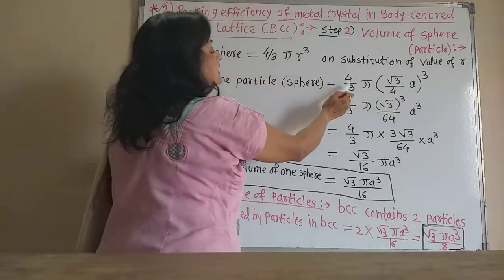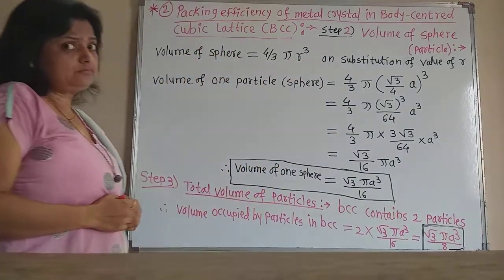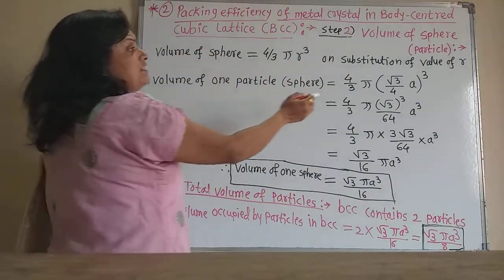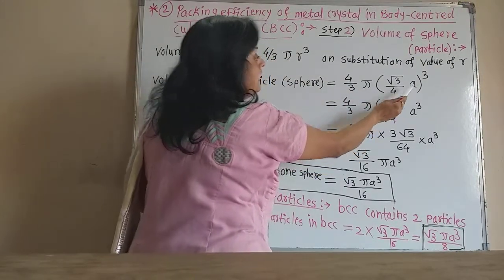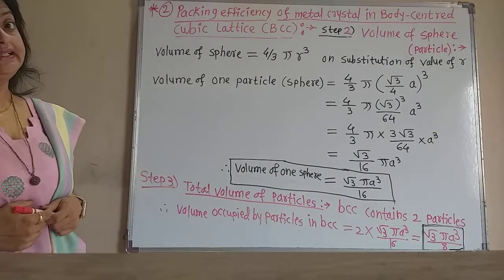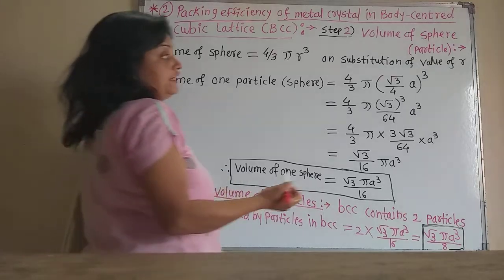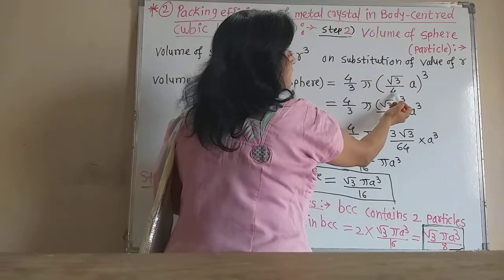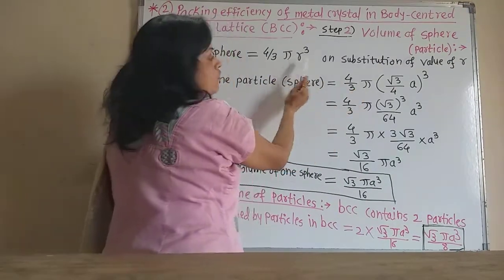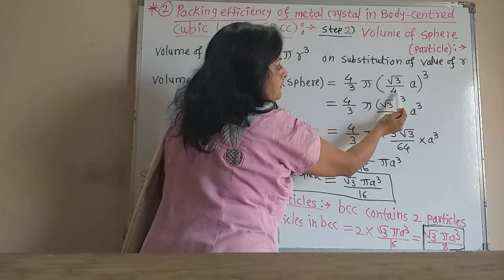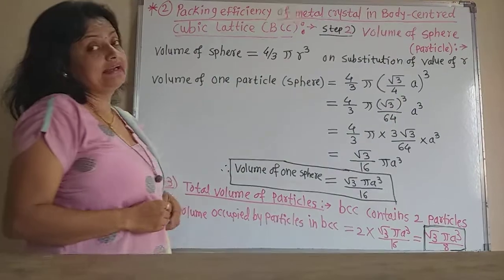Now this 4 by 3 pi r cube is the formula. Here I substitute the value of r as root 3 divided by 4a, which is the radius of the particle in the BCC. What is that radius? We calculated in the first step, root 3 divided by 4a. So substitute this radius in the formula as root 3 divided by 4a in bracket cube, because here it is the radius cube.